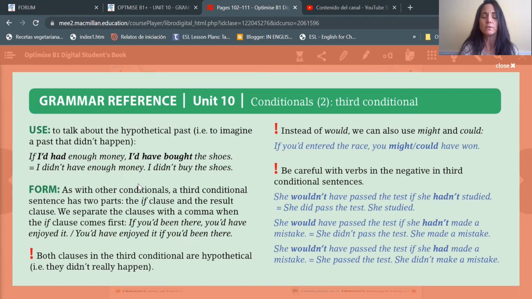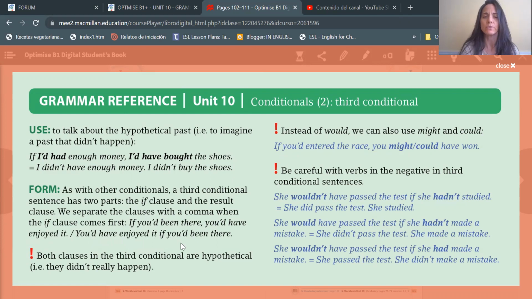We separate the clause with a comma when the if clause comes first. So if you start with if, like this sentence, if you had been there, comma, you would have enjoyed it. Check that there's a comma in the middle of a sentence, separating the if clause from the result clause. Now, if you start with the result clause and the if clause goes after this, there is no need of a comma. So you would say you would have enjoyed it if you had been there.